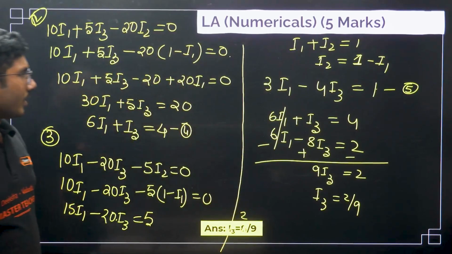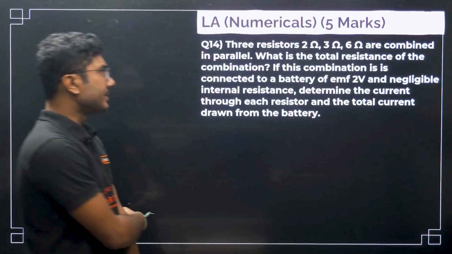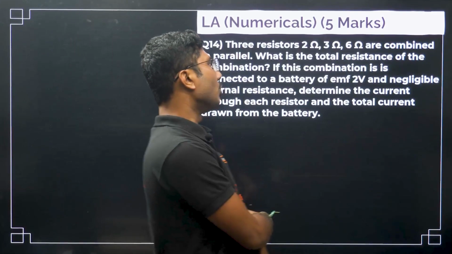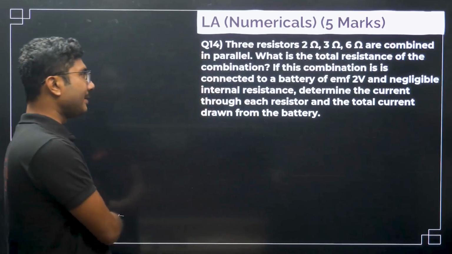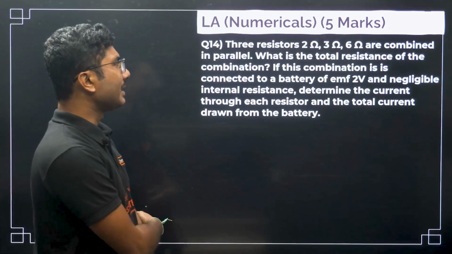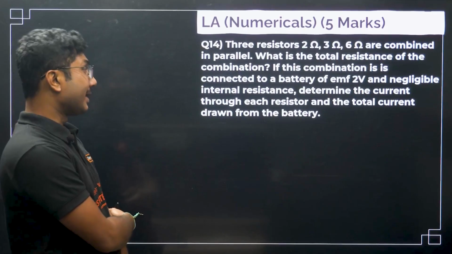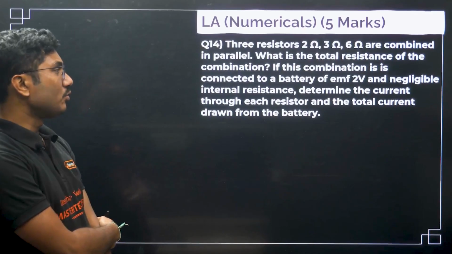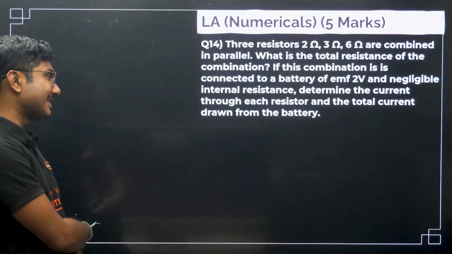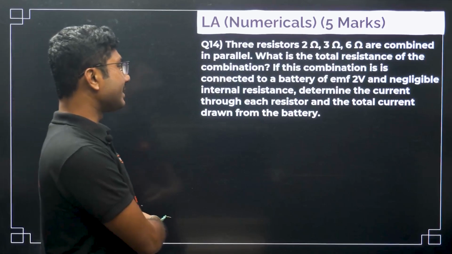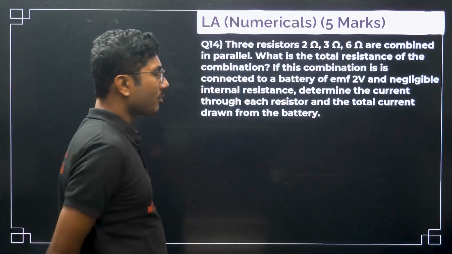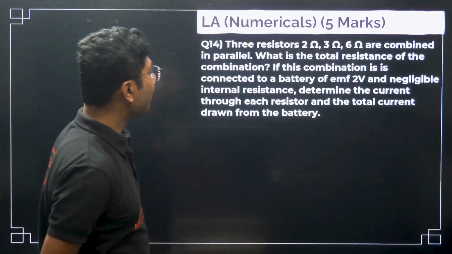Okay, next question. Three resistors, 2 ohm, 3 ohm, 6 ohm are combined in parallel. What is the total resistance of the combination if this combination is connected to a battery of EMF 2 volt and negligible internal resistance? Determine the current through each resistor and total current drawn from the battery. So 3 resistors combined in parallel.